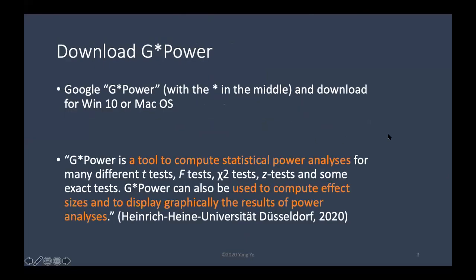There's another thing that you would like to do during the break. Not right now, but during the break, is to download something called G*Power. You just have to Google G*Power and download it for your version. It is a tool to compute statistical power analysis for very different tests. It can be used to compute effect sizes and to display graphically the results of power analysis. And this is a free tool and is one of the most widely used tools in statistics.